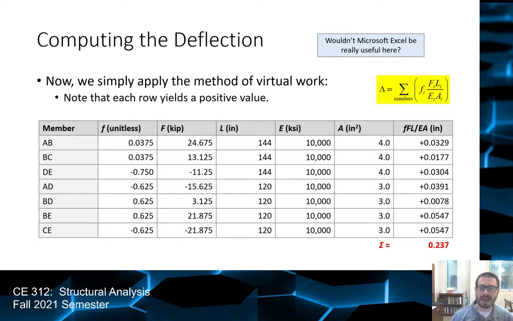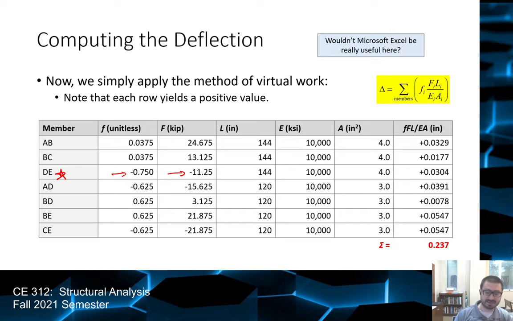Now, notice that each row yields a positive value. Even the members that are in compression, like member DE, right? This is negative, but this is negative too, so negative times a negative is a positive. What will happen when you do this method is that more often than not, they'll either all be positive or they'll all be negative. The only time they would ever switch signs is if you had zero deflection, which is pretty rare, or you screwed something up. So if they're switching signs, there's a good chance that you made a mistake in your analysis. But in my case, they're all positive.